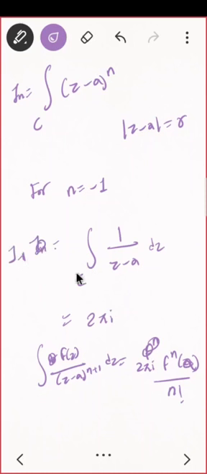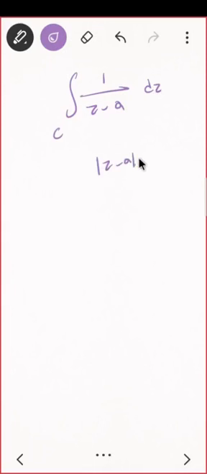And if you don't like Cauchy integral formula, actually if you remember the first integral I solved, we did it this way. I don't know whether you remember or not. We were not aware of Cauchy integral formula at that time. So what is my contour? Mod of z minus a equal to r.